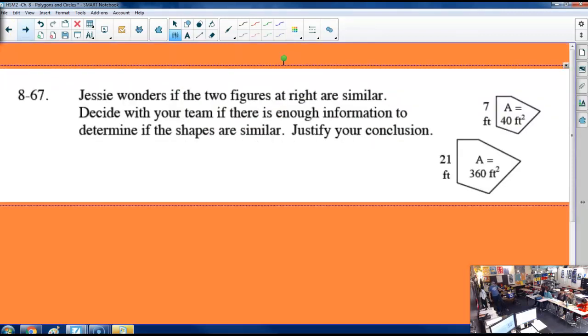Alright, everybody takes 30 seconds. Answer this on your own, in your head. You do not really probably have to write anything. You don't know which one of you I'm randomly going to call on to justify if Jesse's right or not.